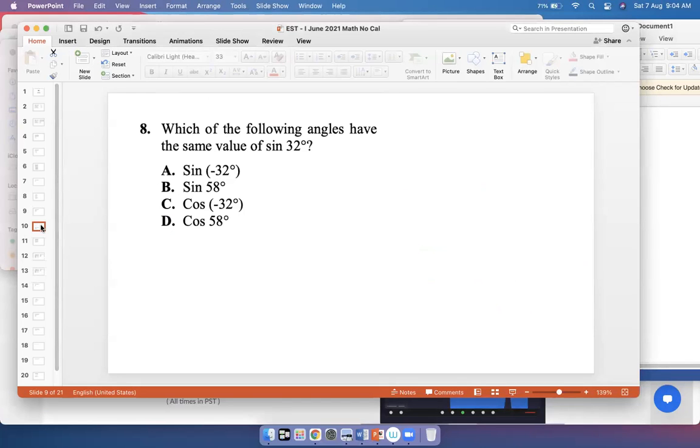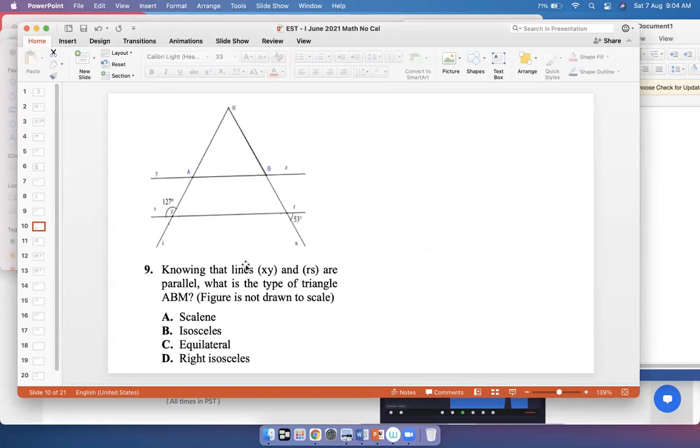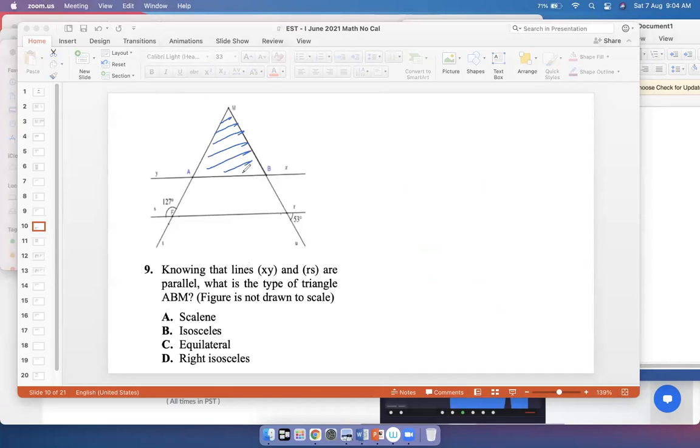Next question. Knowing that lines XY and RS are parallel, what is the type of triangle ABM? So these two lines are parallel. This is 127, so this would be 180 minus 127. How much is that? 7 minus 2 is 5, so this is 53. And this is also 53, vertically opposite angles.